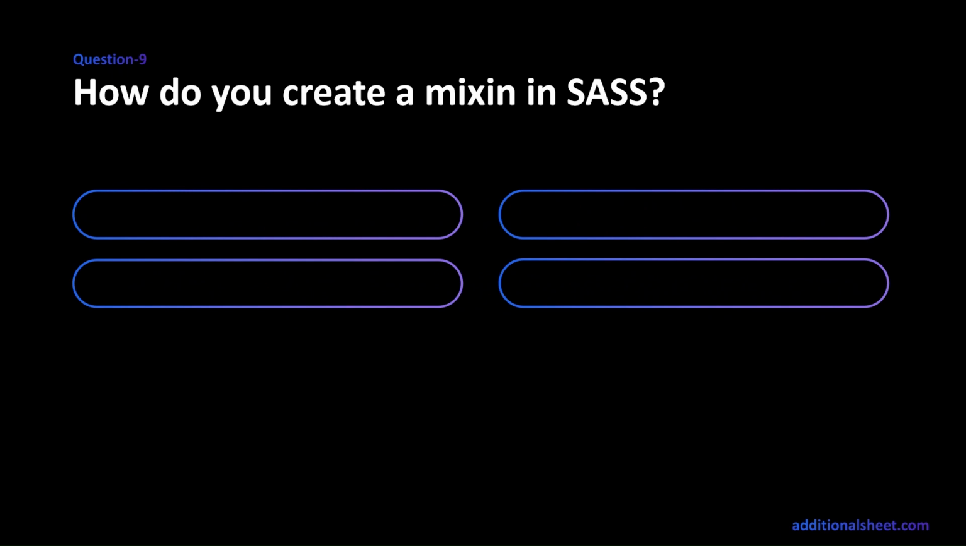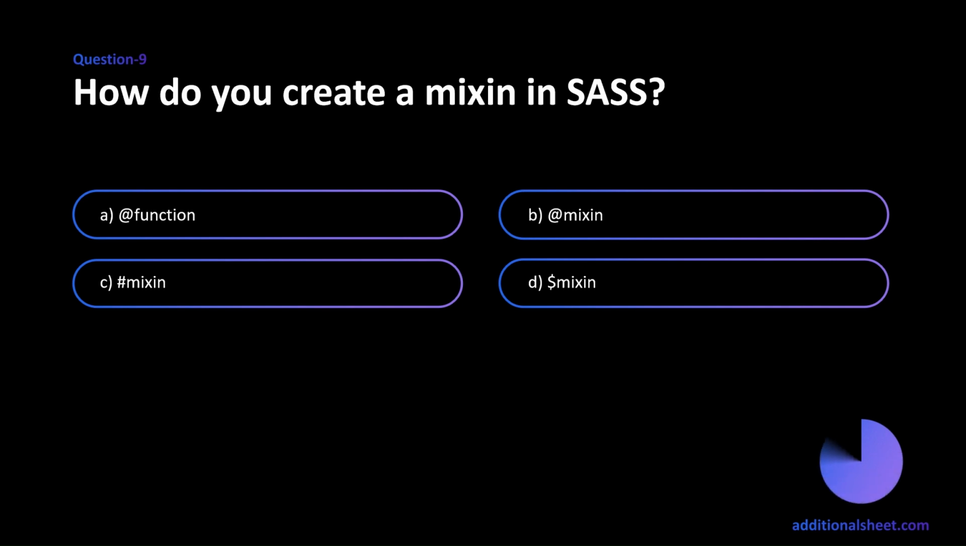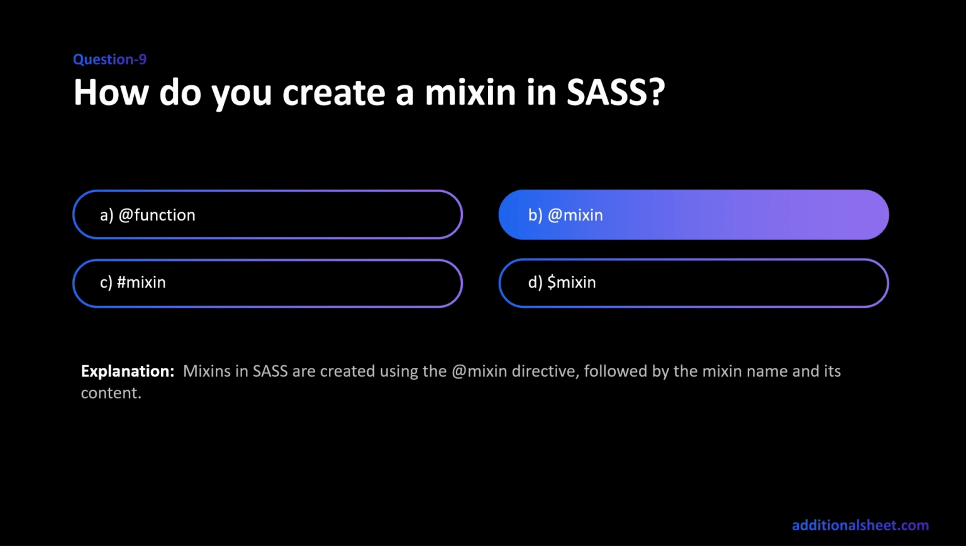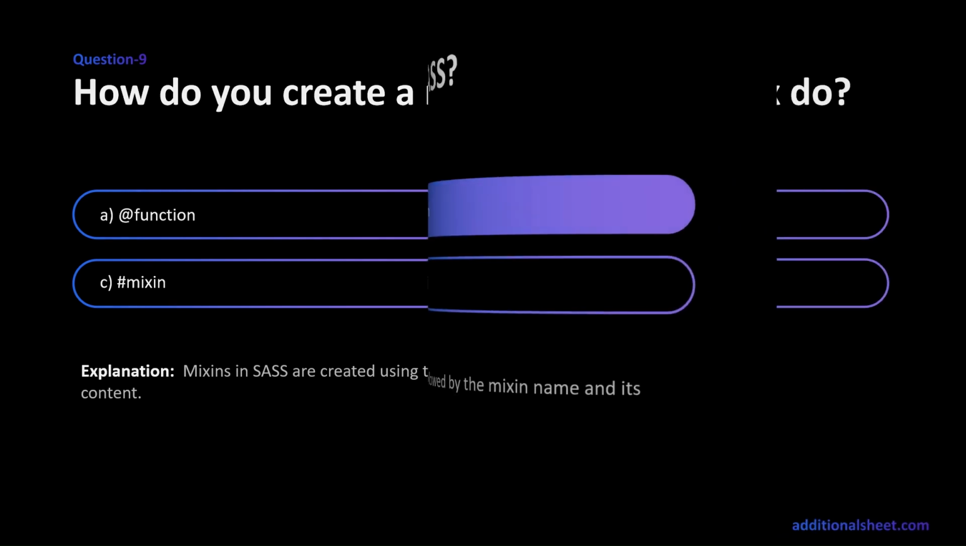Q9. How do you create a mixin in SASS? Options are A. @function. B. @mixin. C. #mixin. And D. $mixin. Correct answer is option B. Mixins in SASS are created using the @mixin directive, followed by the mixin name and its content.